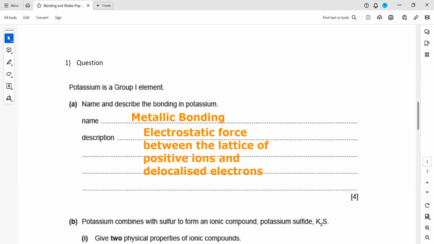How are the marks distributed here? How will you score 4 marks here? 1 mark when you mention metallic bonding. 1 mark for mentioning electrostatic force. 1 mark is for mentioning the lattice of positive ions. And 1 mark is for mentioning the free or the delocalized electrons. So that's how the marks are distributed.